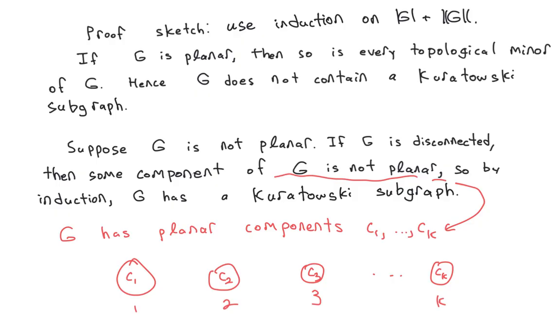All right, so this is going to go in cases. First, suppose your graph is disconnected. Well, if every component of your graph was planar, then just draw each of them in different regions of the plane, and you have a planar drawing of G. So if G is disconnected, there has to be some component of G that's not planar, and so by induction, that component has to have a Kuratowski subgraph. So thus we can assume that our graph is at least connected.